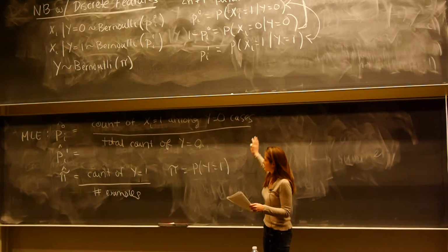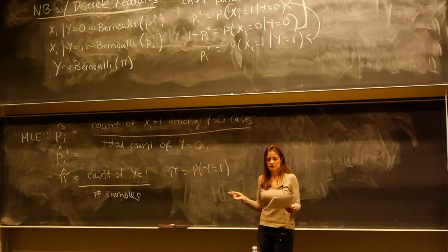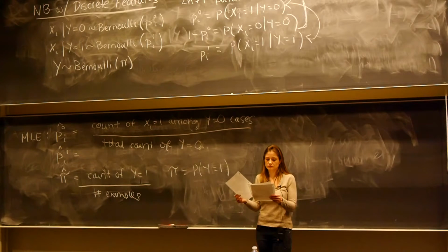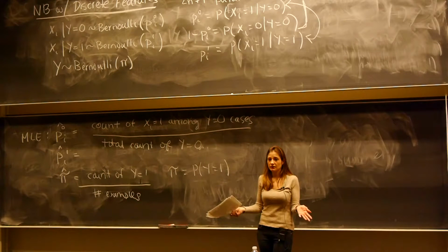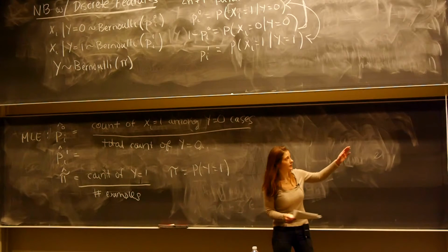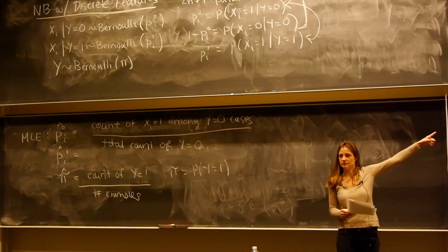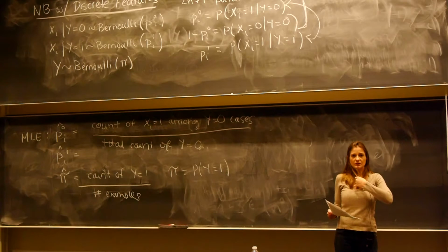So after you calculate an estimate for each of these things, you've estimated your 2n parameters, right? Then you have your fully parameterized model, and you can perform prediction for a new example by plugging those things into the formula that I wrote up there. Questions?